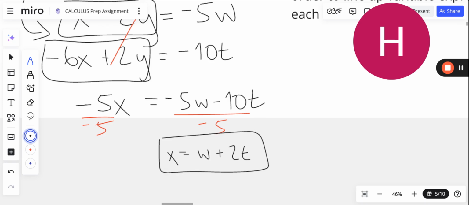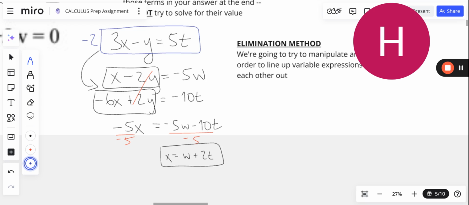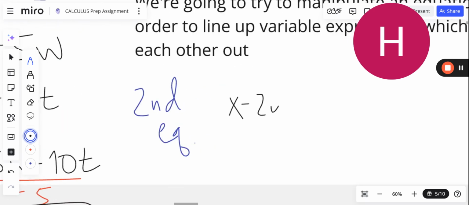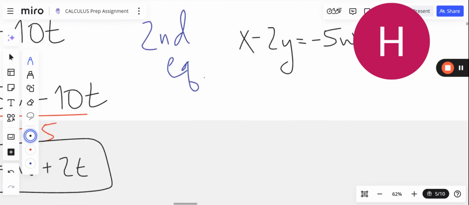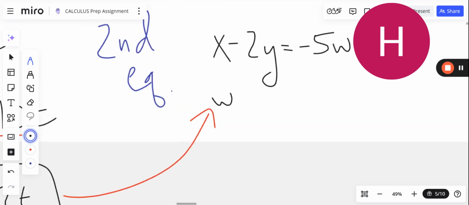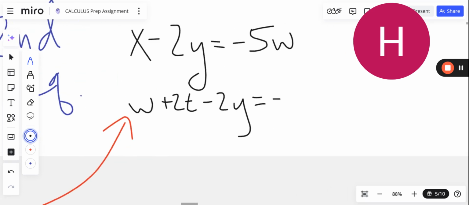Now I need to use that in order to find the y value. So how am I going to do it? Well, I think I'll use the second equation. It says x minus 2y equals -5w. I guess I could have just included the negative. But since I know what x is, I can go ahead and substitute that. So now I know that w plus 2t minus 2y equals -5w.